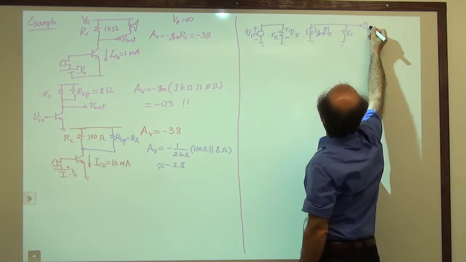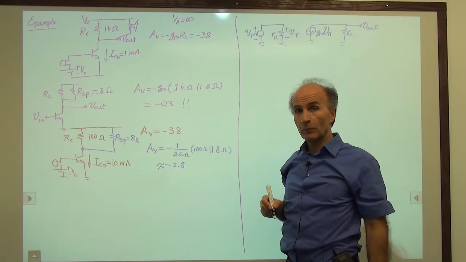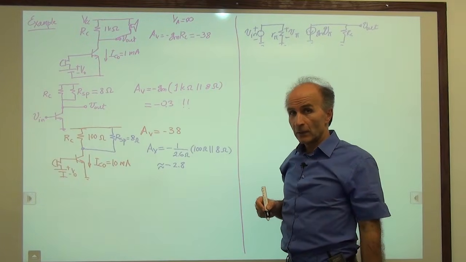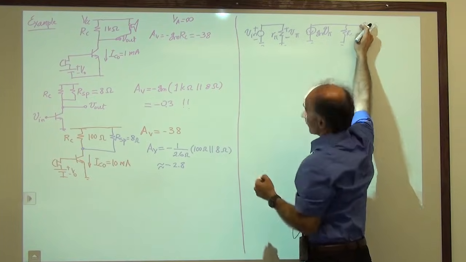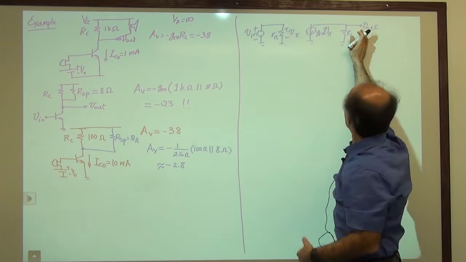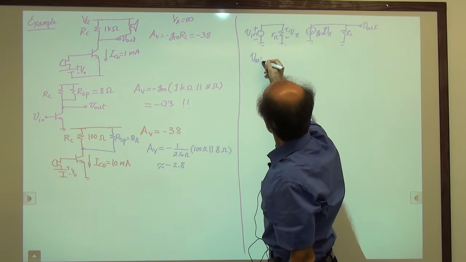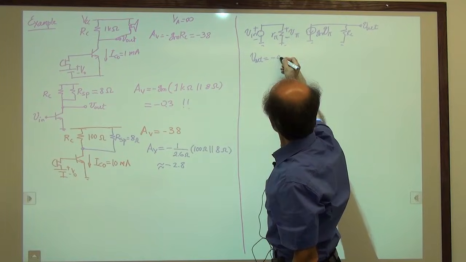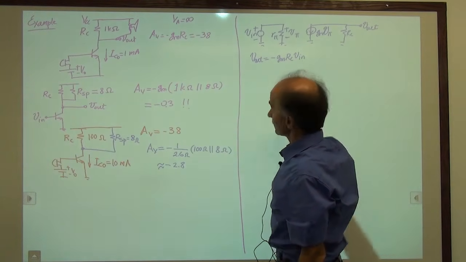V out. So this is before we connect the speaker. And we would like to form the Thevenin equivalent. For the Thevenin equivalent, what we know is that first we find the voltage at the output before the circuit is connected to the rest of the world. We know that voltage, right? So we know that V out is equal to minus gm Rc times V in.